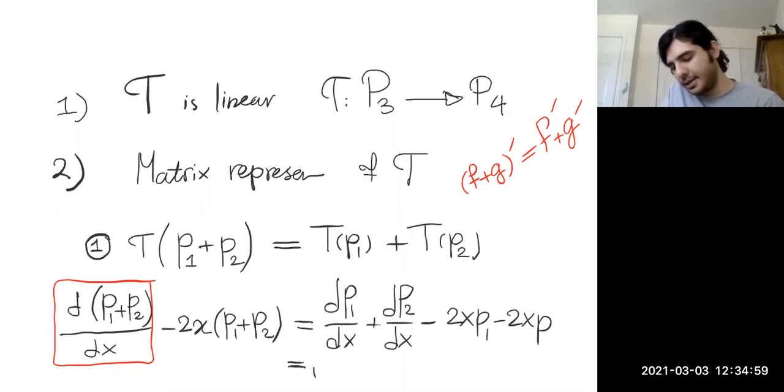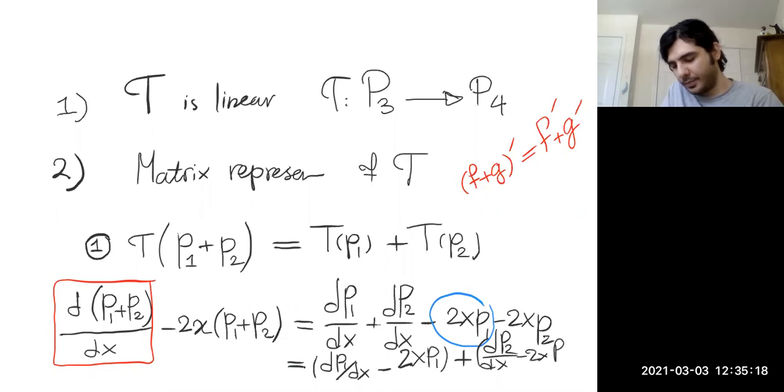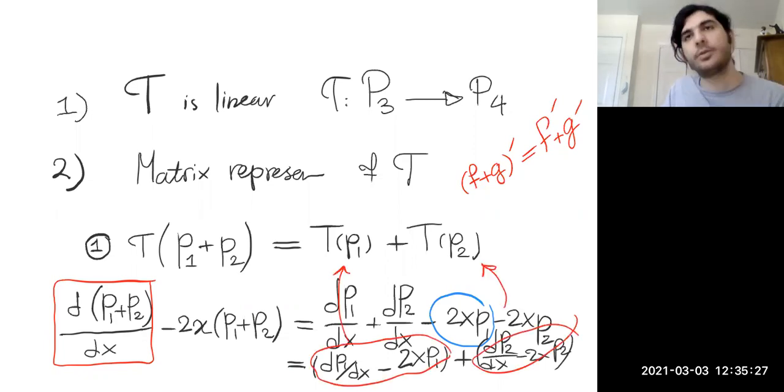Now, I can group these things. I have the derivative of P1 with respect to x. I can bring this term next to that, so it would be minus 2x P1. And I can do the same thing for P2. Now, the first part is T of P1, and the second part is T of P2. So T of P1 plus P2 is equal to T of P1 plus T of P2. So this is the part where a linear operator preserves addition.